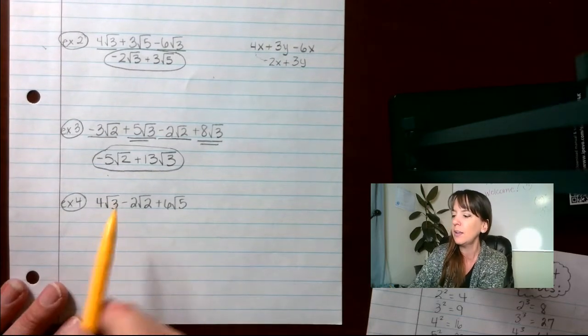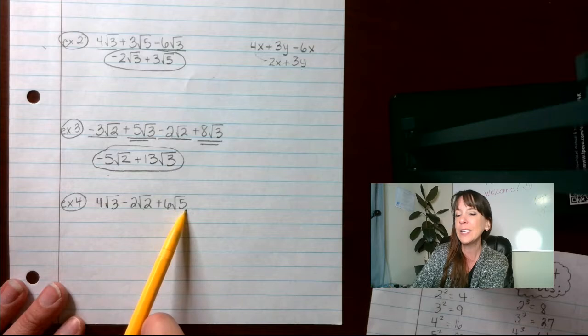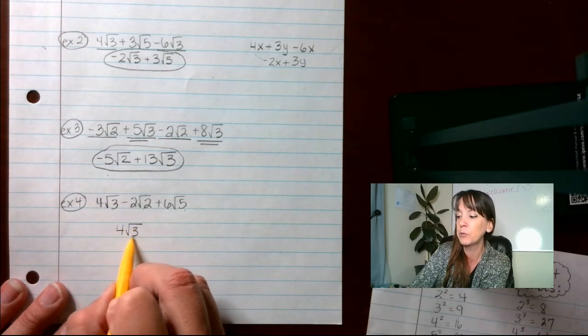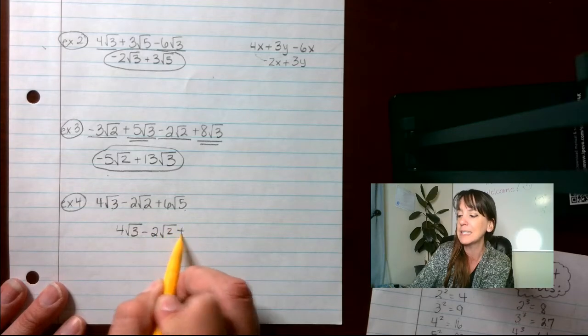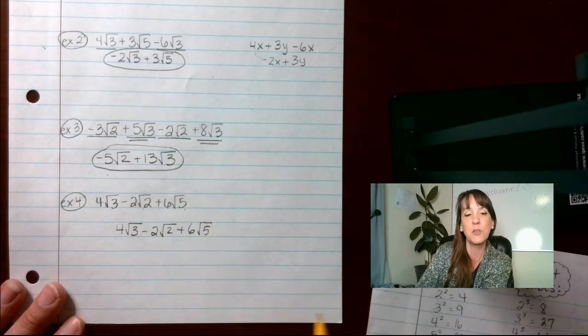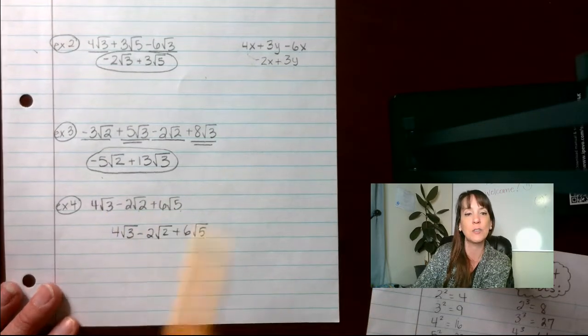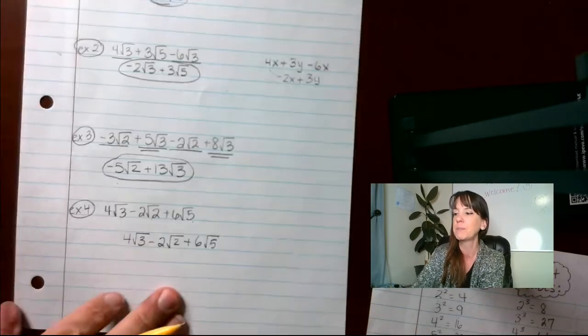Okay, so then looking at this one here, I can't combine any of those things. So our answer is literally 4 root 3 minus 2 root 2 plus 6 root 5. Because if you think about it like our variable method that we did here, x, y, and z, those are all different and we cannot combine those.